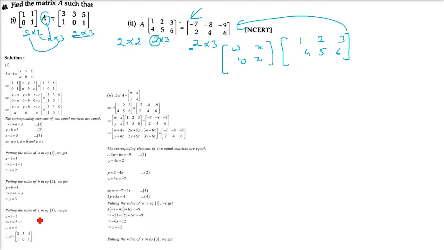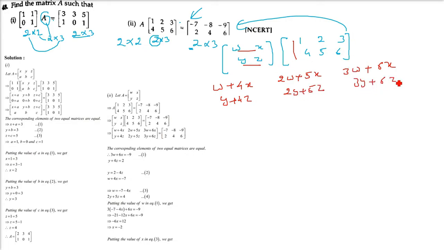So let us multiply first. I am multiplying these two matrices, W, X and 1, 4. So W into 1 plus 4 into X, so 4X. Then W into 2, 2W plus 5X. Then 3 into W plus 6X, 6X. Okay. Now second row with all the three columns. So you get Y plus 4Z. Then you have 2Y plus 5Z. Then we have 3Y plus 6Z. Right? Now this one which we have got has to be equated with the values on the right hand side.